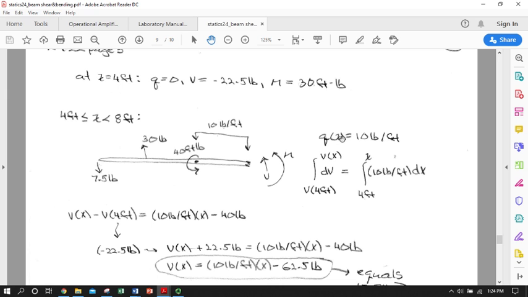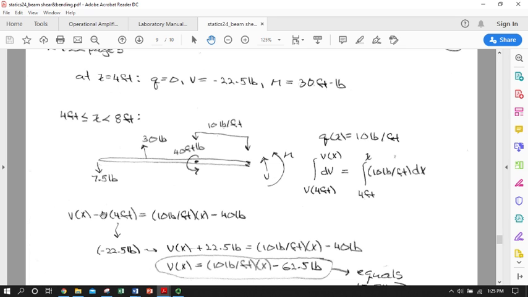Okay, so now we have a distributed load. q of x equals 10 pounds per foot. So we can write that in terms of our dV/dx equals q of x, in differential form. So dV equals q of x dx. Integrate both sides and you're here. The shear at 4 feet, the shear at any x, we have x equals 4 feet, x equals x, and here's our distributed load expression. Take the integral of both sides.